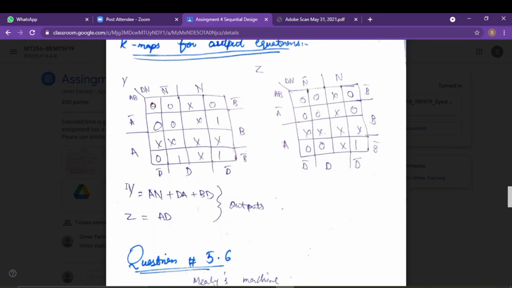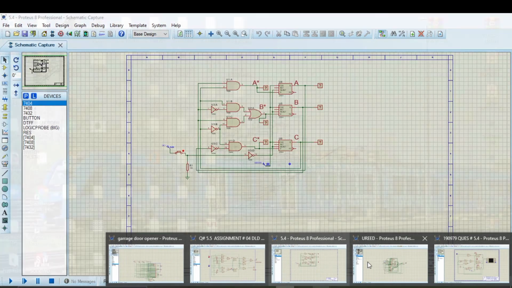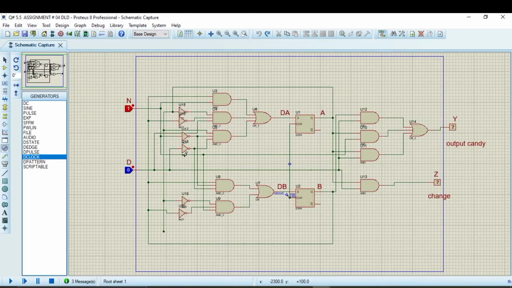So let's come towards the construction of the entire circuit. From these equations, I've just made this entire circuit, and here you will see that this is equation 5.5, and here is the circuit that I have implemented using k-maps. There are a total of two outputs and two inputs, and we have seen that the two input equations for the D flip-flops were used.